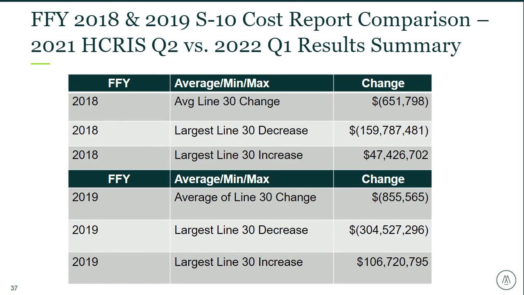And to just give you a sense of the overall movement still in the reported S10 numbers, the average line 30 change for 2019 was $855,000. And that's from the as-filed report, ultimately what is in HCRIS used after the S10 audit. So we're still seeing huge changes in just what was filed and ultimately what was audited. You can see some of the largest decrease being $304 million and the largest increase, $106 million.